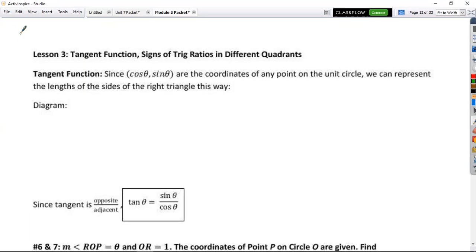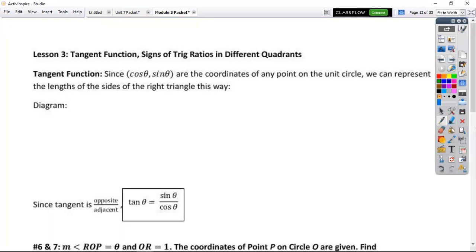So we're going to start right on the top of day 3 here. We're going to do your tangent function and all your sines again. Since on the unit circle, cos theta, sine theta is a way to write your unit circle, we can represent the lengths of the sides of a right triangle like this. So we're going to sketch a picture.